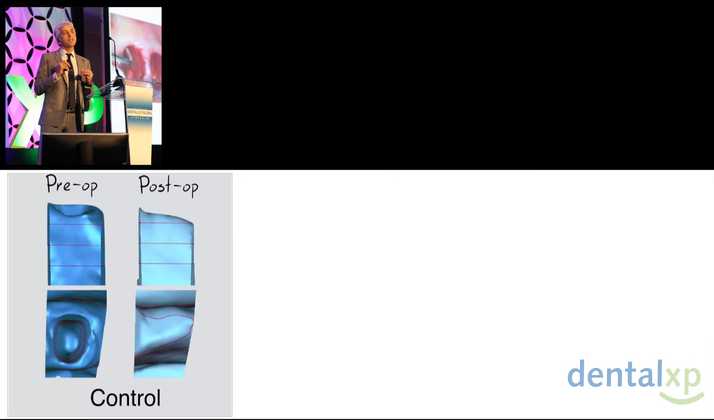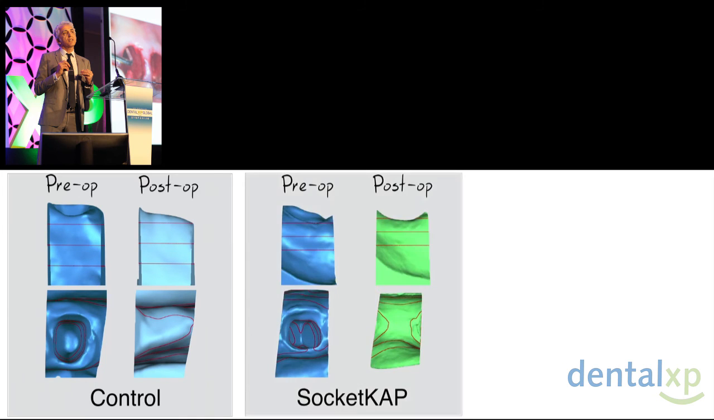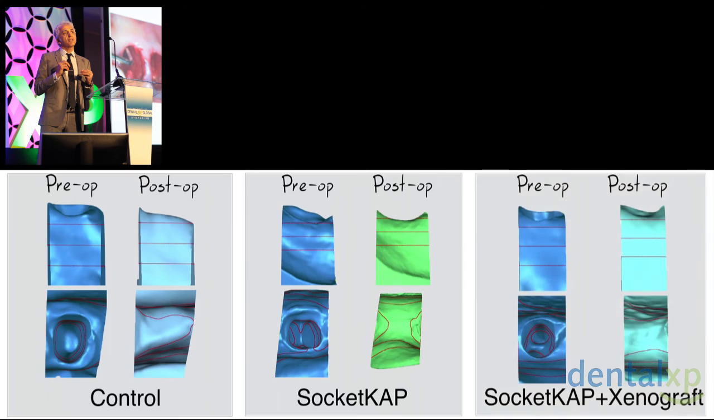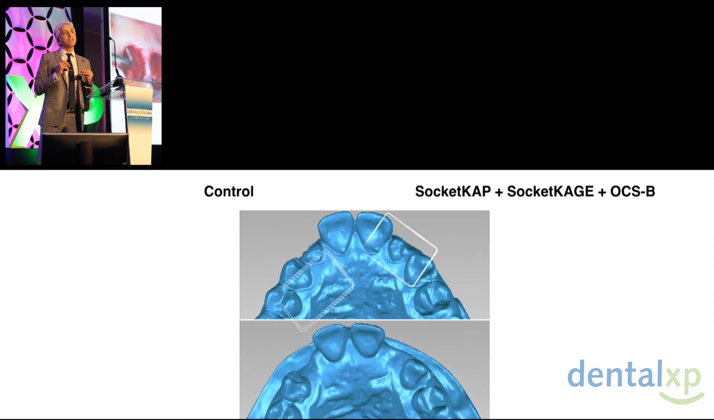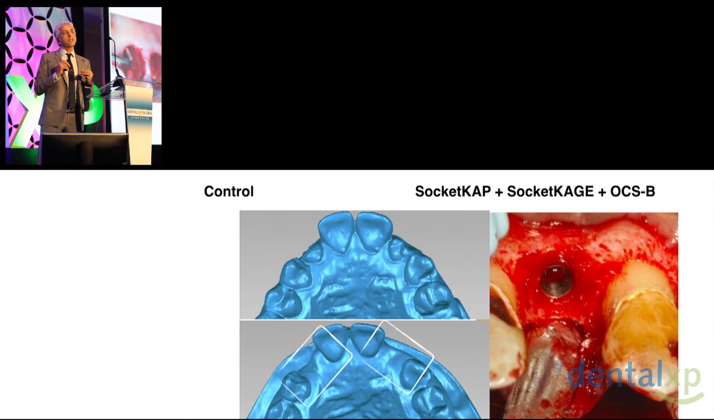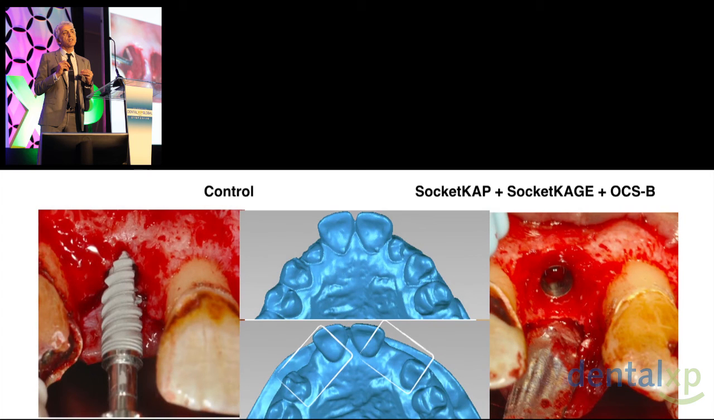So here are the studies: if you follow these after 6 months, we see significant collapse of the soft tissue contour if we have controls with unassisted healing. When we just use a socket cap to protect those sockets during the healing, there's considerably more volumetric contour change. And then the best result is obtained when the sockets are grafted with the xenograft and then protected with a socket cap on top.